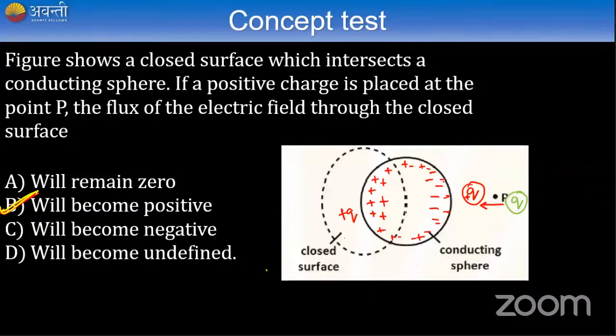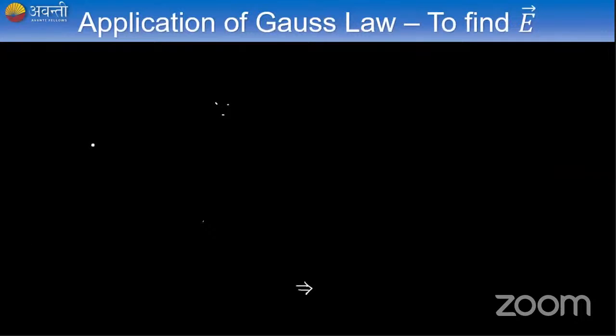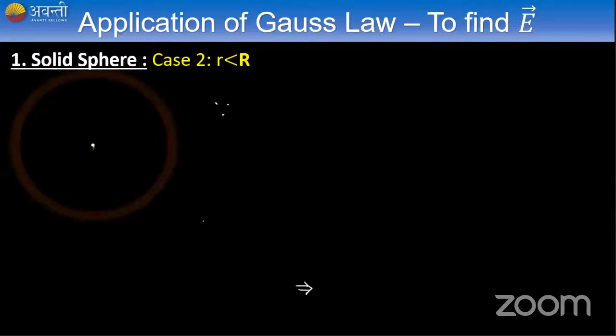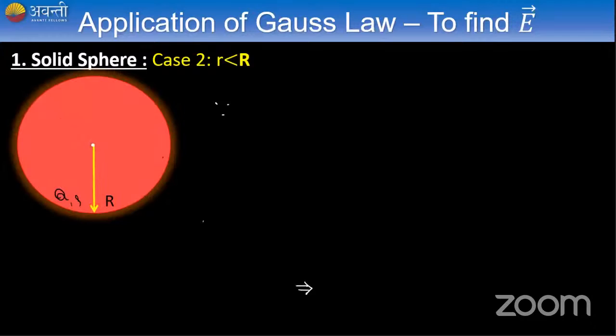Now we'll consider the electric field of a solid sphere again. The case 2. So we'll consider the solid sphere. Now we have to calculate the electric field inside the solid sphere. In the previous case, we had calculated the electric field outside the solid sphere. In this case, we'll be calculating the electric field inside the solid sphere. So again, we have to consider a solid sphere of radius capital R.